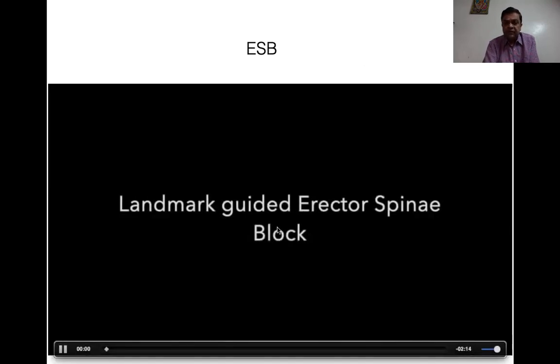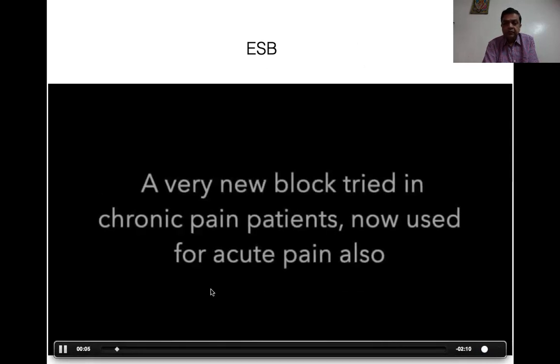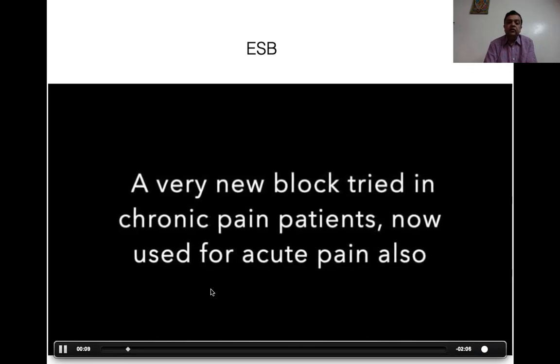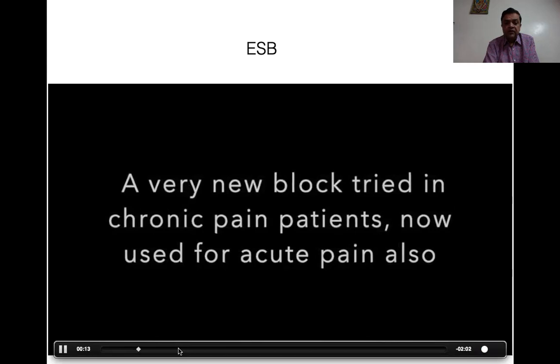Erector spinae block has been introduced recently, in the last 5-6 years, in practice. It is similar to thoracic paravertebral block, but here you need to inject the drug on the transverse process only. So how to do it? Very easy block. So what you need to do, mark the spinous processes again, go 3 centimeter lateral to it, hit the transverse process and just inject the drug. So it is a very easy block.